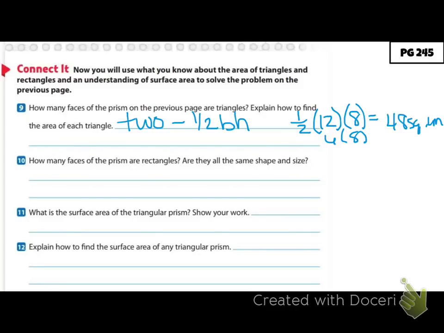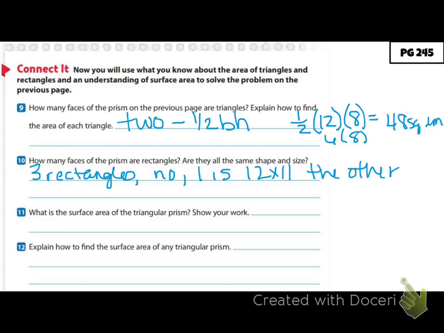So then number 10 says, how many faces of the prism are rectangles? Well, there are 3 rectangles. And it says, are they all the same shape and size? Well, in this case it would be no. One is 12 by 11. The other 2 are 10 by 11.